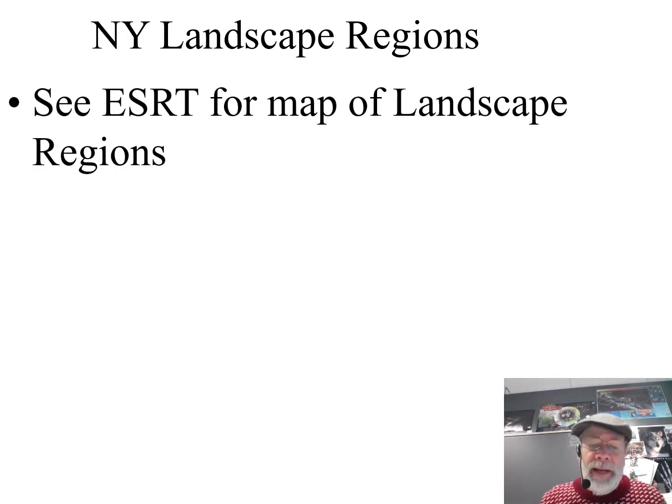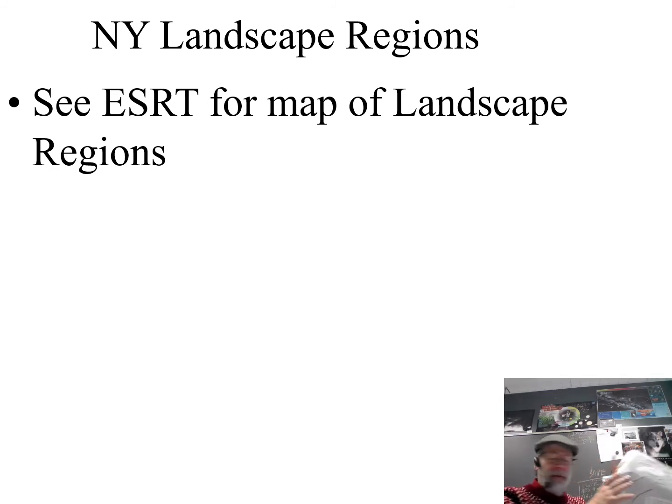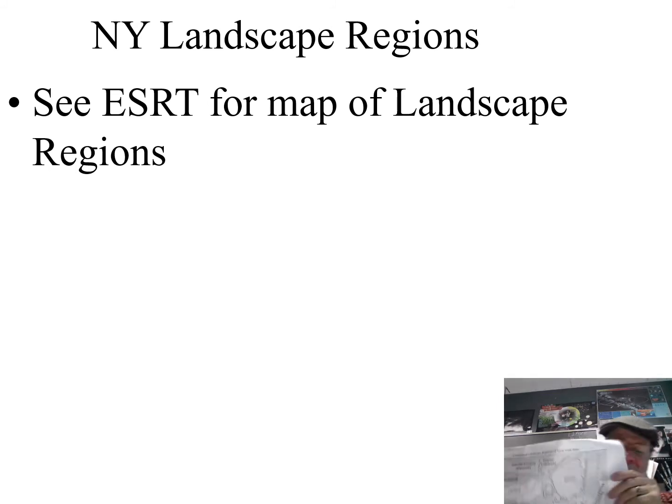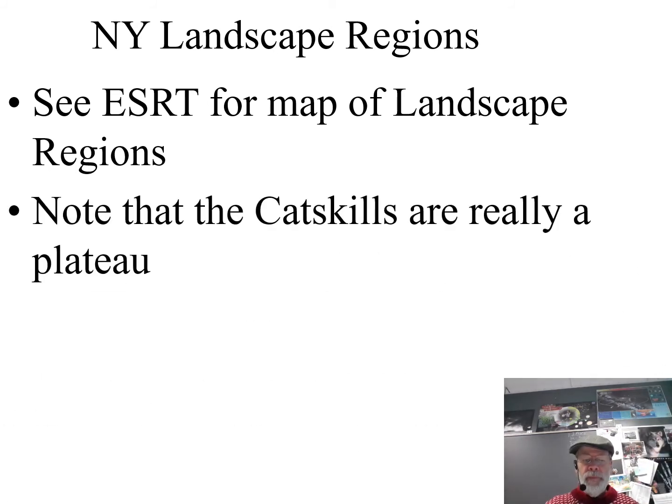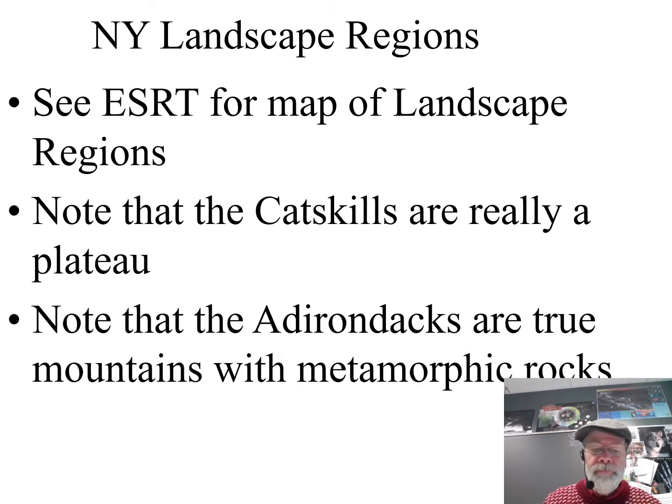So, New York State landscape regions. If you look at the map on your reference tables of the New York State landscape regions, first of all, note that the Catskills really are a plateau. Note that the Adirondacks are true mountains with metamorphic rocks.